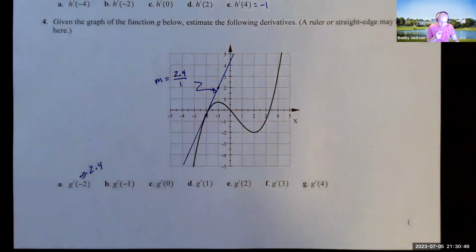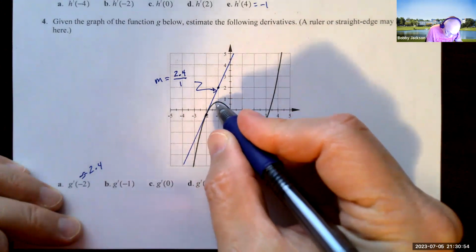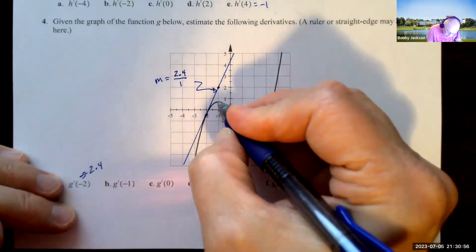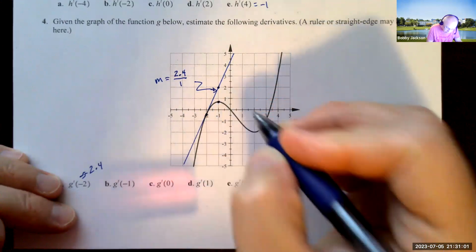Okay, what's the slope at -1? Well, at -1, it looks like the graph of the function has a local maximum. Right, there's the point right there at the top. The value is about 0.7, 0.75, whatever, something like that.